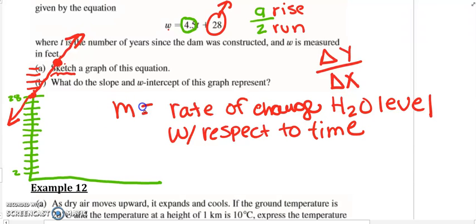So this is what the slope represents. Sorry, that's the fake bell, but you're not here because you've already been dismissed.